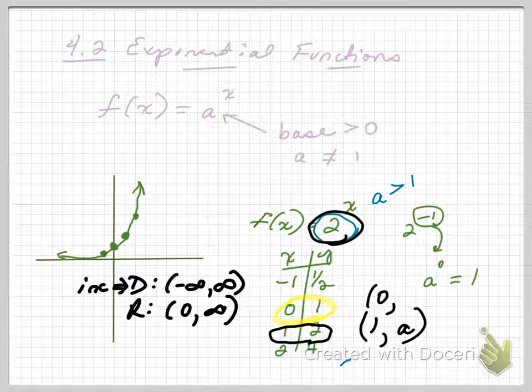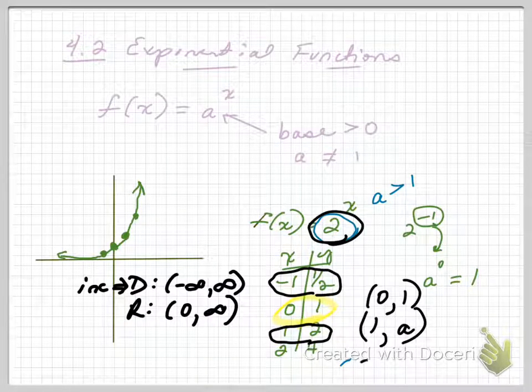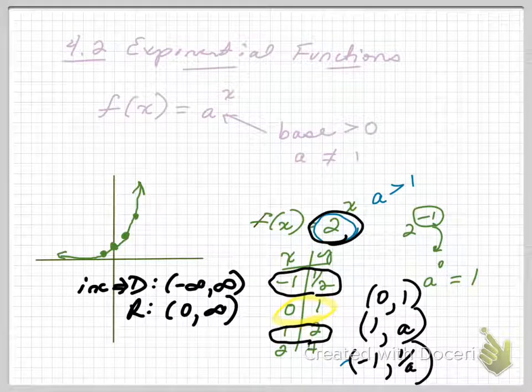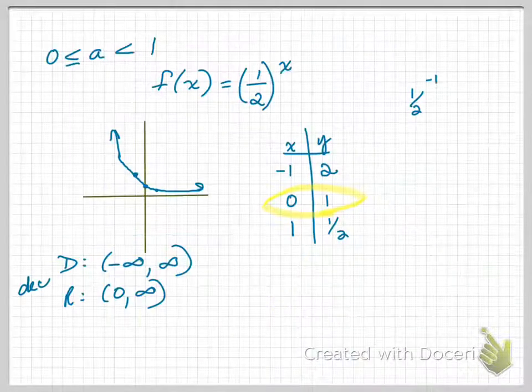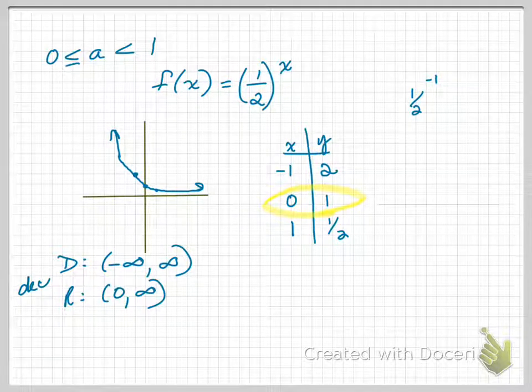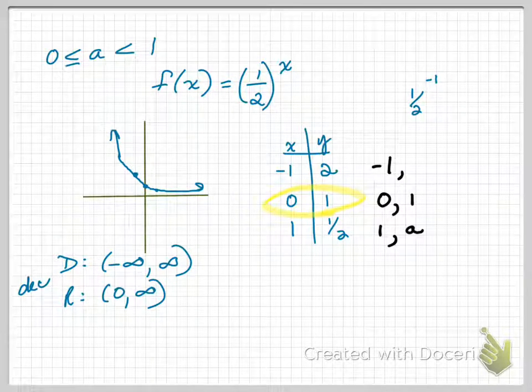So far we have 0, comma 1, we have 1, comma a, and now here's this negative 1. We have negative 1, comma 1 all over a, right? And that's true for all exponentials that haven't been translated. So you'll notice here you have 0, comma 1, 1, comma a, negative 1, comma 1 all over a.